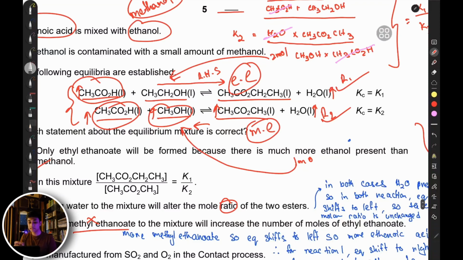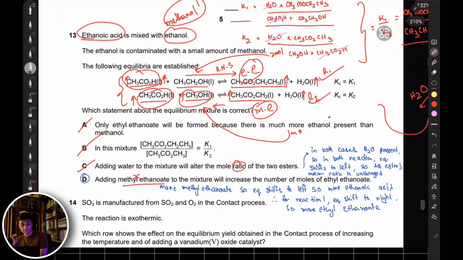Why? Because the reactants have increased, especially ethanoic acid. If that's the case, more moles of ethyl ethanoate should be produced. Why? Since the equilibrium has shifted to the right-hand side. So they have mentioned adding methyl ethanoate to the mixture will increase the number of moles of ethyl ethanoate. So yes, this is correct.